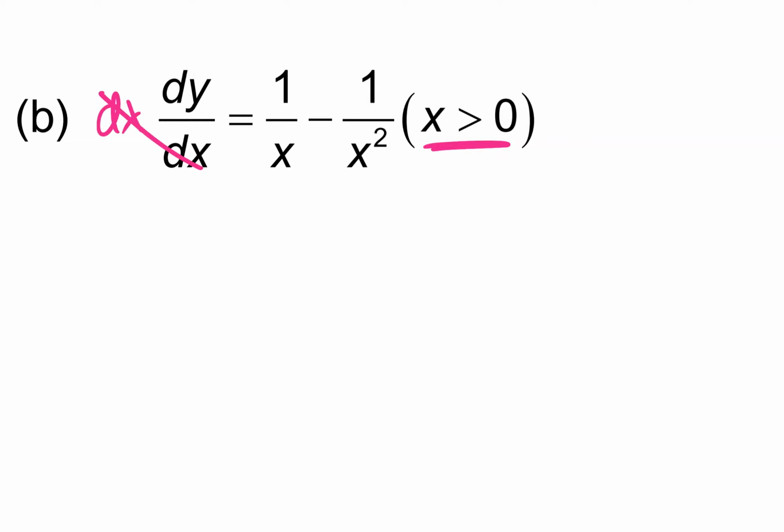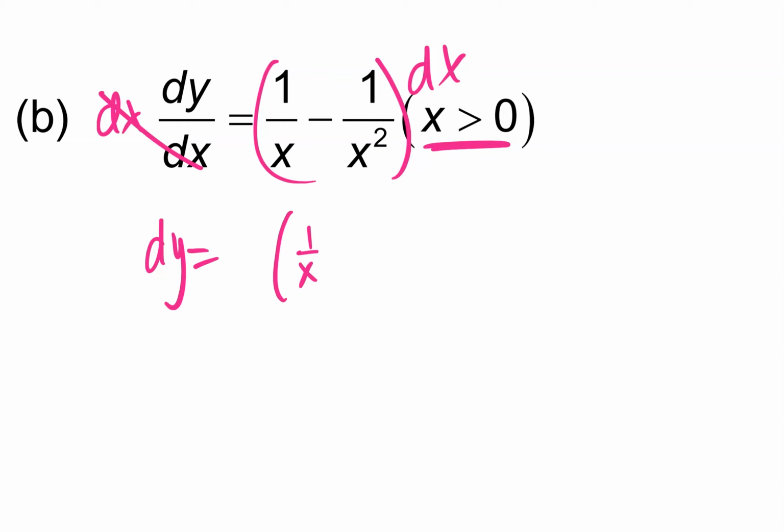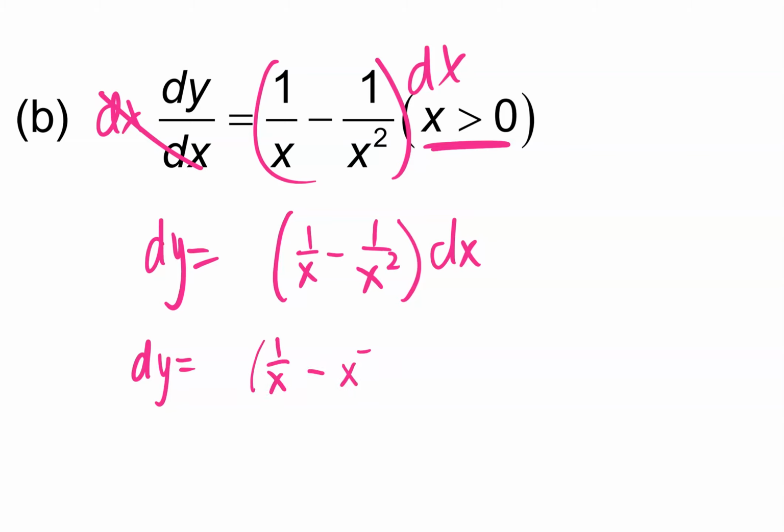Multiply by dx on both sides. So I have dy is equal to 1 minus 1 over x minus 1 over x squared times dx. I'm going to rewrite this first. So I'll leave this as 1 over x minus x to the negative 2.